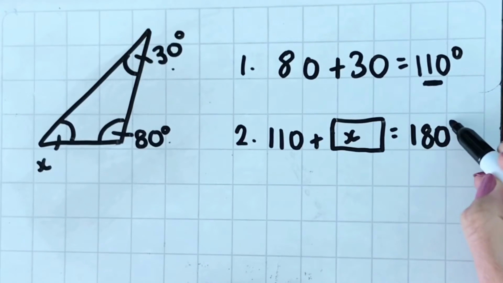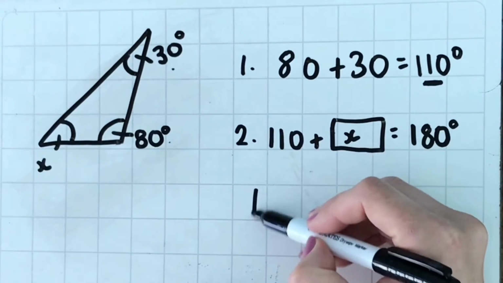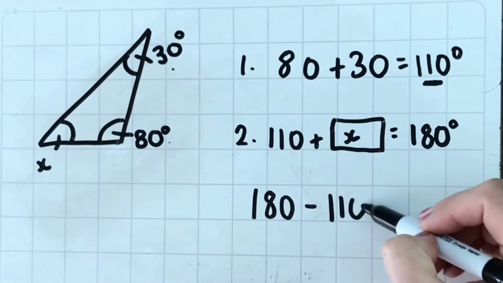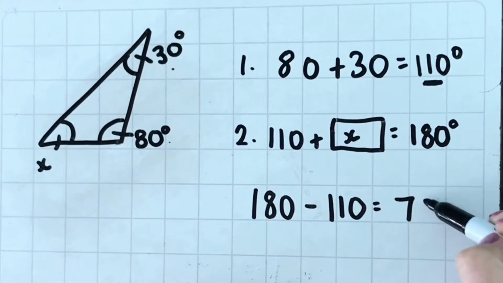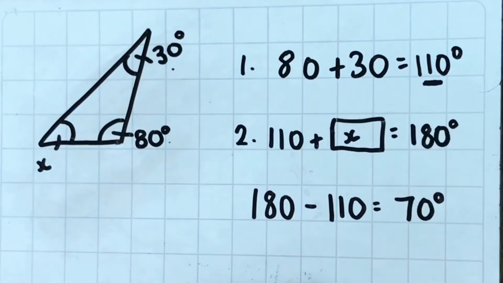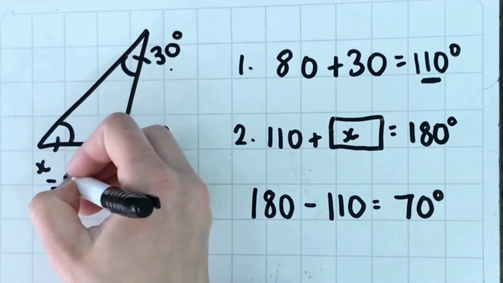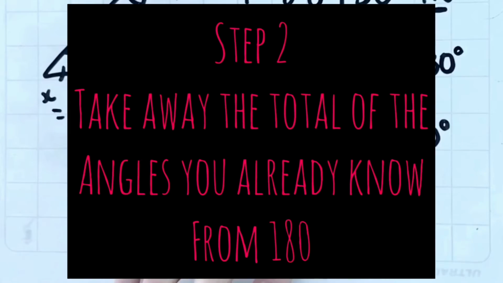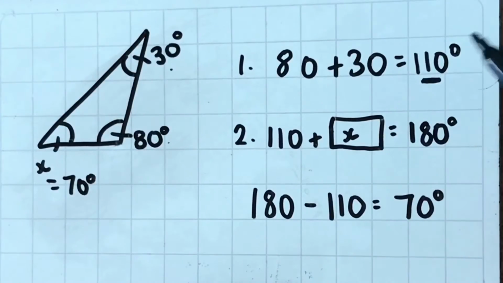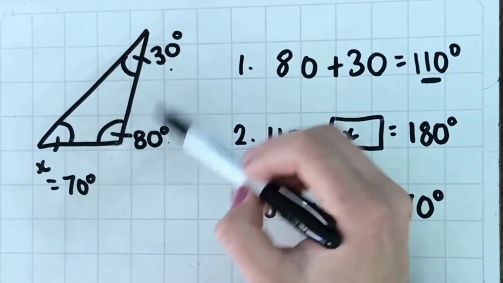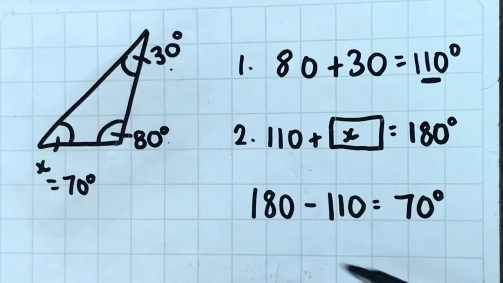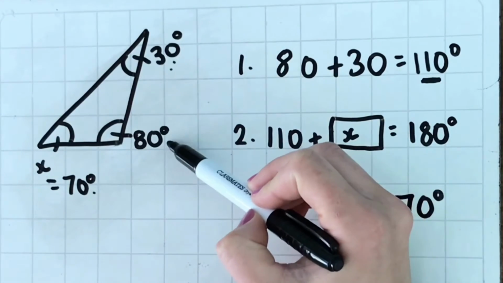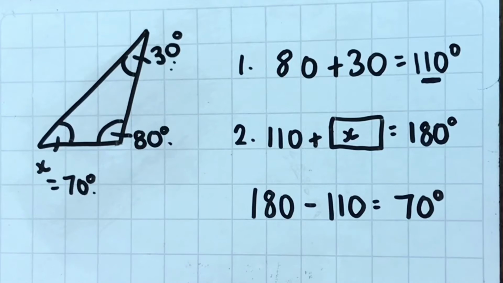So we're going to use inverse operations. We're going to take 180, subtract 110, and that's going to give you 70 degrees. So angle X equals 70 degrees. Now, if you want to check your answer, add your three angles together and make sure they add up to 180. So 70 plus 30 is 100, plus 80 equals 180.